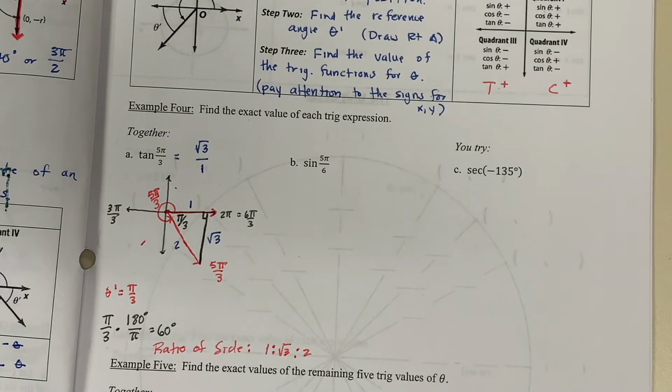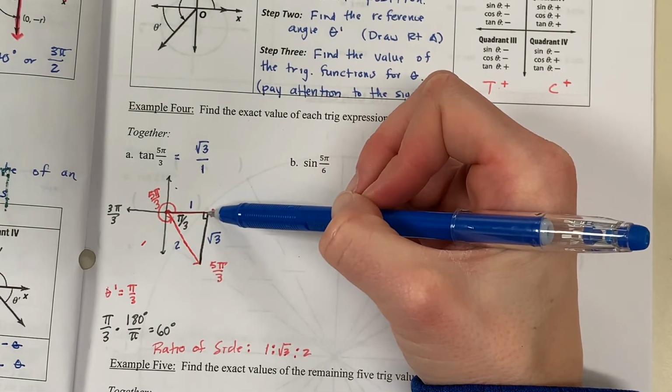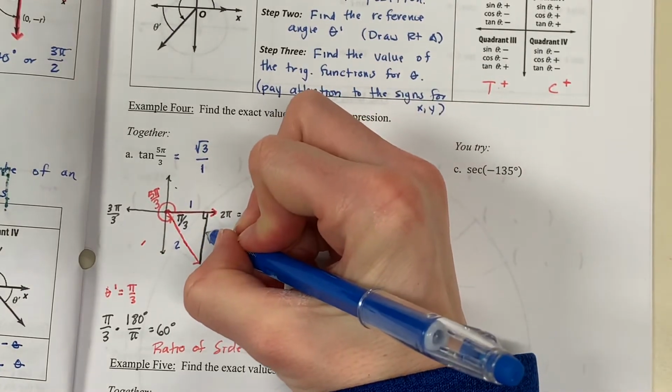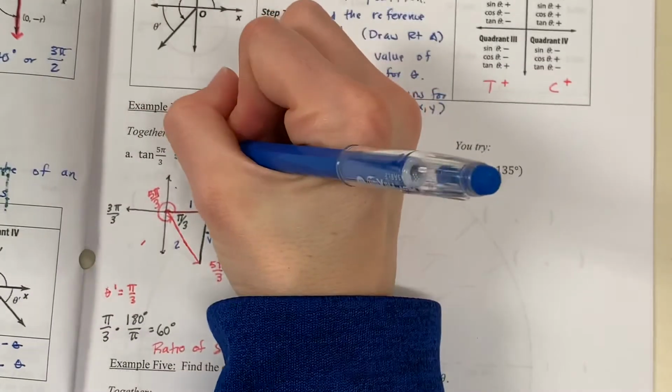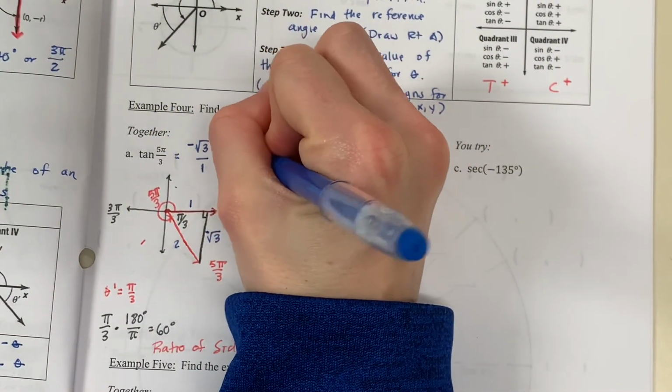Now, my answer is very close to being correct, but it's actually wrong. The reason my answer is incorrect is because I did not take into consideration which of those side lengths could potentially be negative. I'm looking at my horizontal side and my vertical side. From the origin, I went right 1. That's positive. But I go down radical 3, which means this should be negative radical 3. So my tangent of 5 pi over 3 is negative radical 3 over 1, which is equal to negative radical 3.